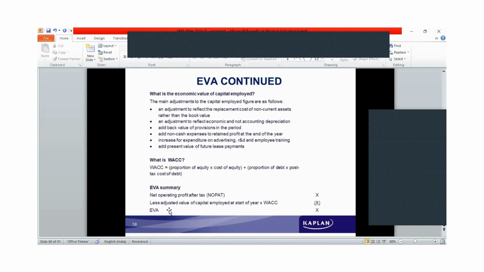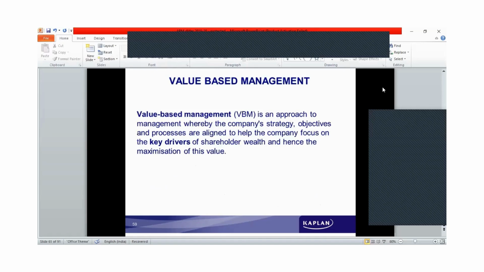So at the beginning of the period, because that's the base. On the base amount, the cost of capital is calculated, and that is deducted from the net operating profit after tax. So we are only focusing on the operating transactions of the business. The resultant figure is called the economic value added. This is another measure which is used for the measurement of performance.